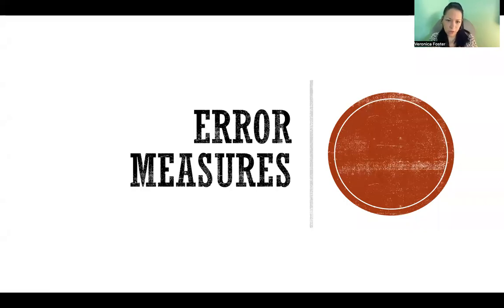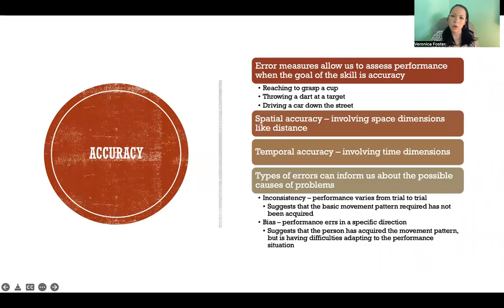Hello, in this video, I'm going to talk about the use of error measures in measuring motor skill performance. So accuracy: error measures allow us to assess performance when the goal of the skill is accuracy. Like reaching to grasp a cup.